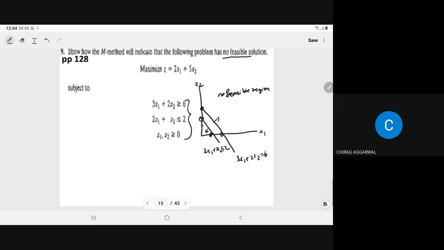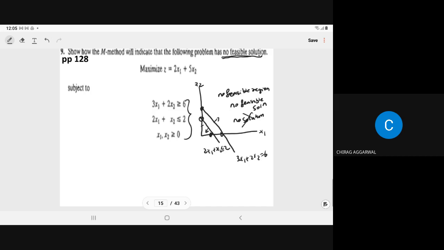No feasible region means no feasible solution. Many students write no solution, no solution. But no solution is the wrong term. Always write no feasible solution. No solution is not a proper term, because for this we require no feasible solution. So for this question, from the graphical solution we can notice that the current problem has no feasible solution.